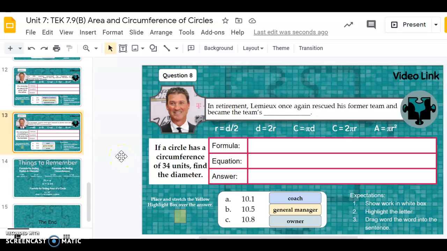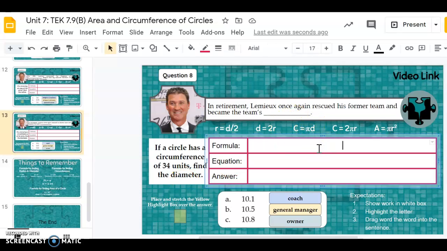Okay, if a circle has a circumference of 34 units, we need to find the diameter. All right, so I have circumference right here, because it has a C. C equals pi d, C equals 2 pi r. Oh, we're asking for diameter. I'm going to go ahead and use C equals pi d.